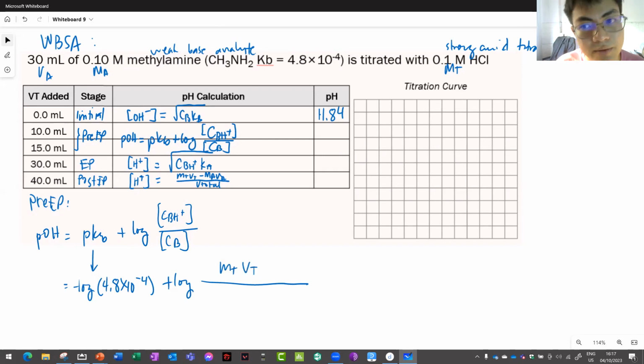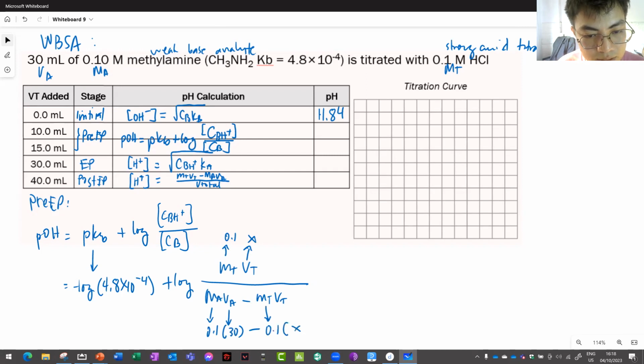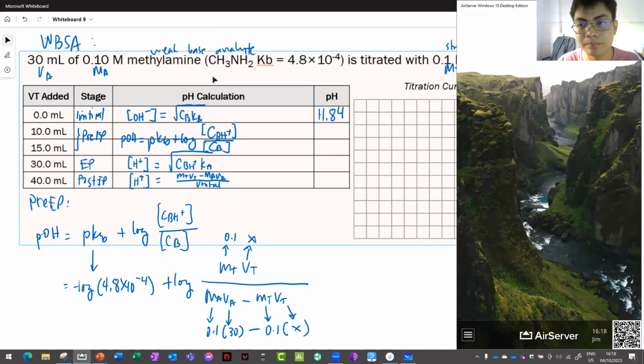Now, our base is reduced, because you have already added titrant, right? Our equation there is MAVA minus MTVT. So what is our MT? 0.1. Just plug it in. The MAVA, 0.1, plus 30, and then this is 0.1 times X. Okay, so let's try the 10 ml.